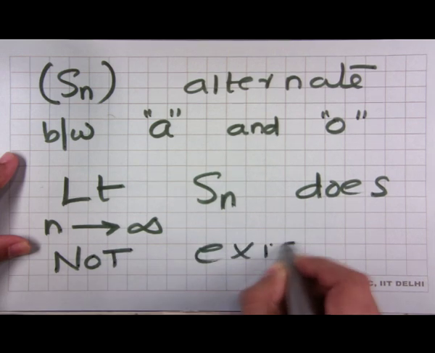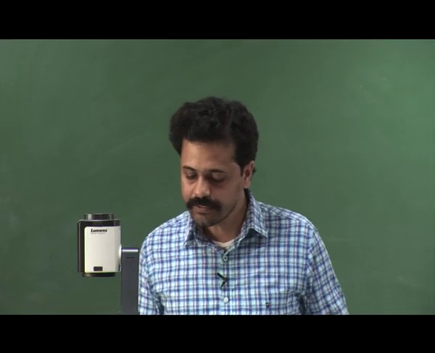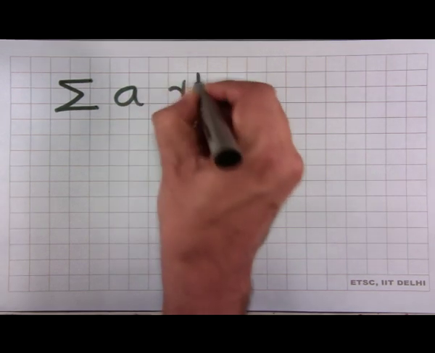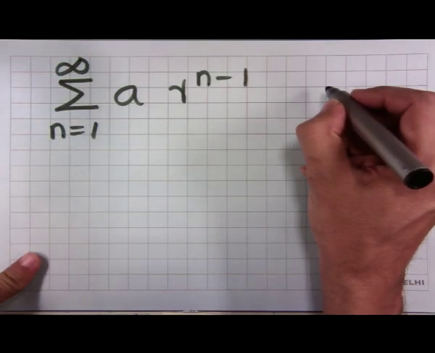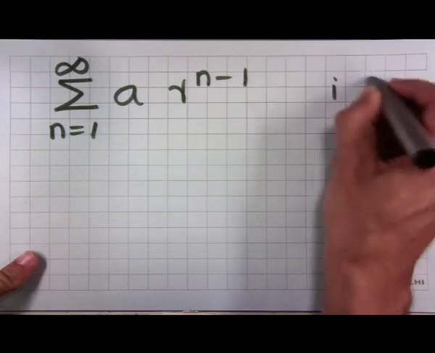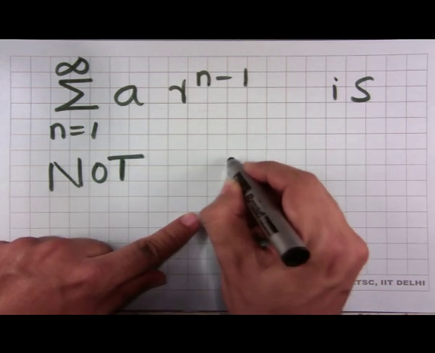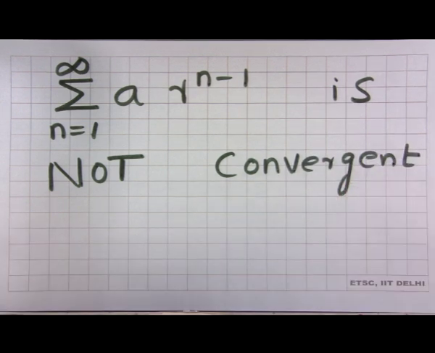As the sequence of partial sums does not have a limit, we conclude that in this case the geometric series summation a r power n minus 1 is not summable. Roughly, this series does not represent a finite number in case r is equal to minus 1.